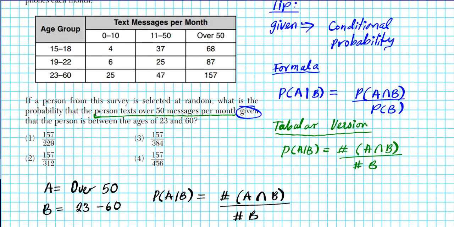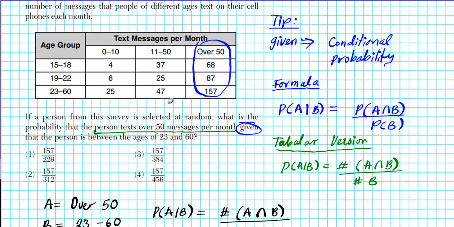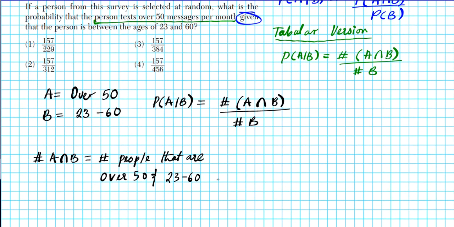So let's go back to the table. The people that are over 50 fall in this column right here. And the people that are between the ages of 23 to 60 fall in this column right here. Now, do you see the intersection? The intersection is 157, the number of people that are between the ages of 23 to 60 and text over 50 text messages per month. So A intersect B is going to be 157.